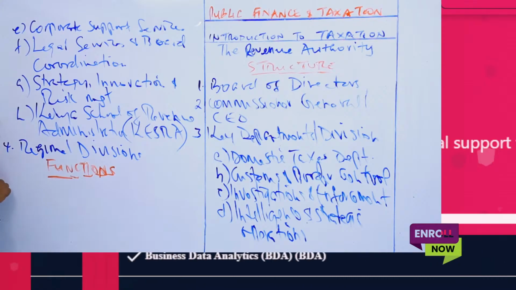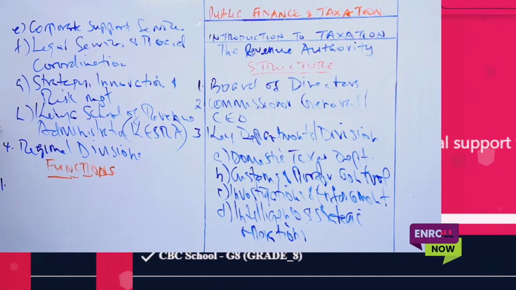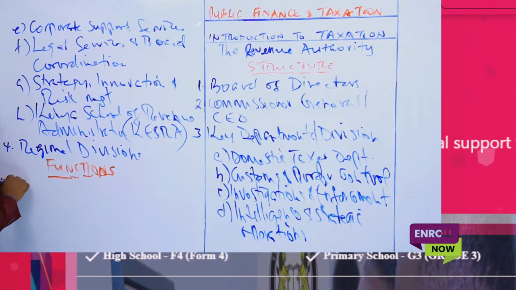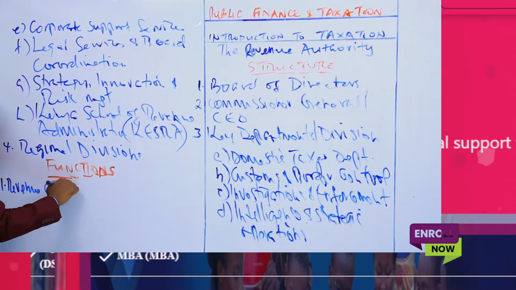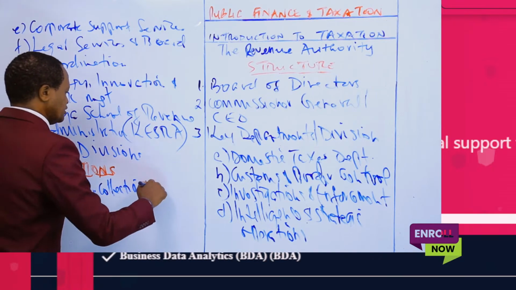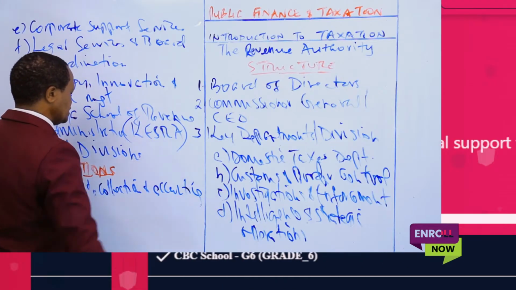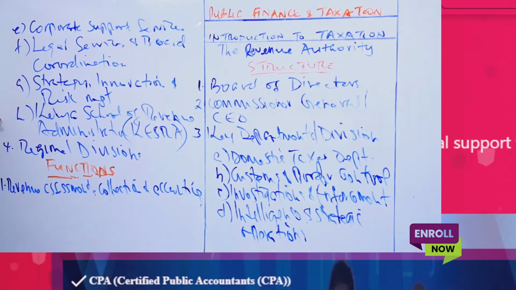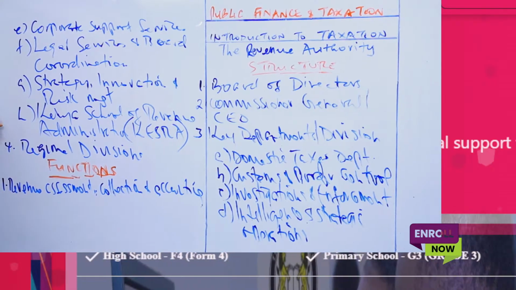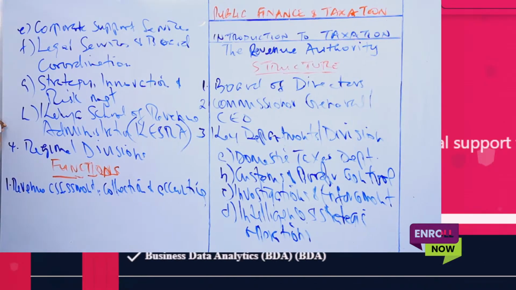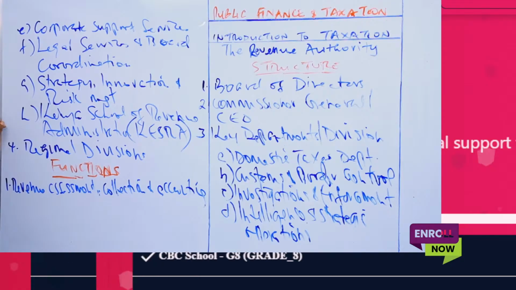The first one is assessment of revenue, revenue assessment, collection, and accounting. Revenue assessment, revenue collection, and revenue accounting is the first core function of the Kenya Revenue Authority. This is the primary mandate, which ensures all revenues due to the government are assessed, are collected, and properly accounted for in accordance with the law.